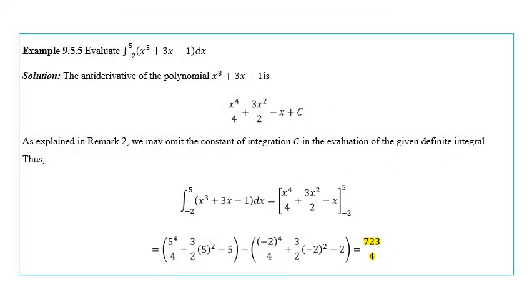In this example class, evaluate the integral of x cubed plus 3x minus 1 dx integrated from negative 2 to 5. So, ibig sabihin, ang limit natin dito is negative 2 and 5. 5 is the upper limit and then negative 2 is the lower limit. So, solve natin to. For step 1, sabi niya, find the antiderivative of the integrand. So, ang integrand ni x cubed plus 3x minus 1 is, okay, so mag-add tayo ng 1 sa exponent.